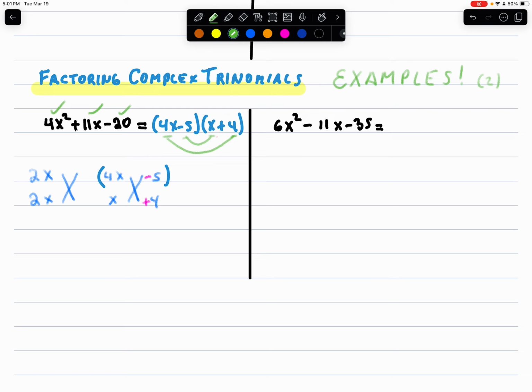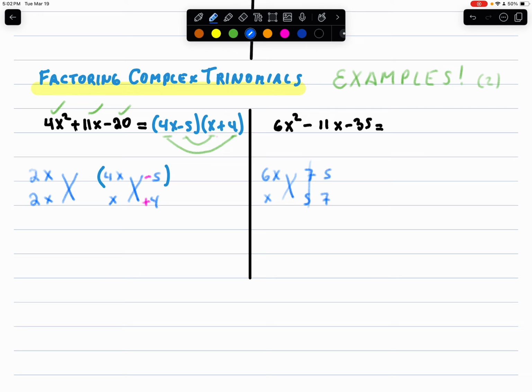So one more time, we have a choice here. 6x squared could be 3x and 2x or 6x and 1x. I'm going to try 6x first. So 6x and x. And 35, what are two numbers that multiply to 35? Well, 7 and 5 come up, and I can try that. So 7 and 5, there's no common factor, so that's 30 and 7. Hey, with 30 and 7, can I make 11 or negative 11? No, I cannot, so that's not going to work out.